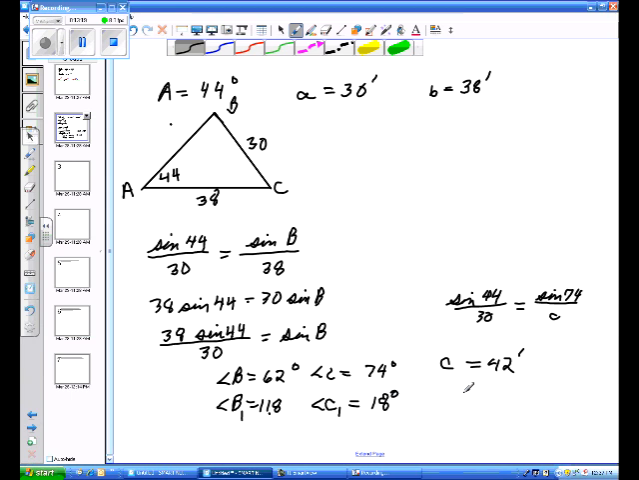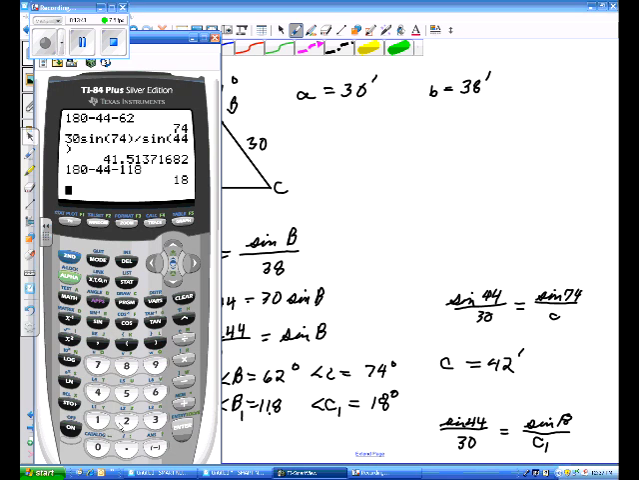And I need to figure out then what side C would be. The sine of 44 is to 30, as the sine of 18 is to C sub 1. So getting the product I can, 30 sine 18 divided by the sine of 44, then C would be 13.